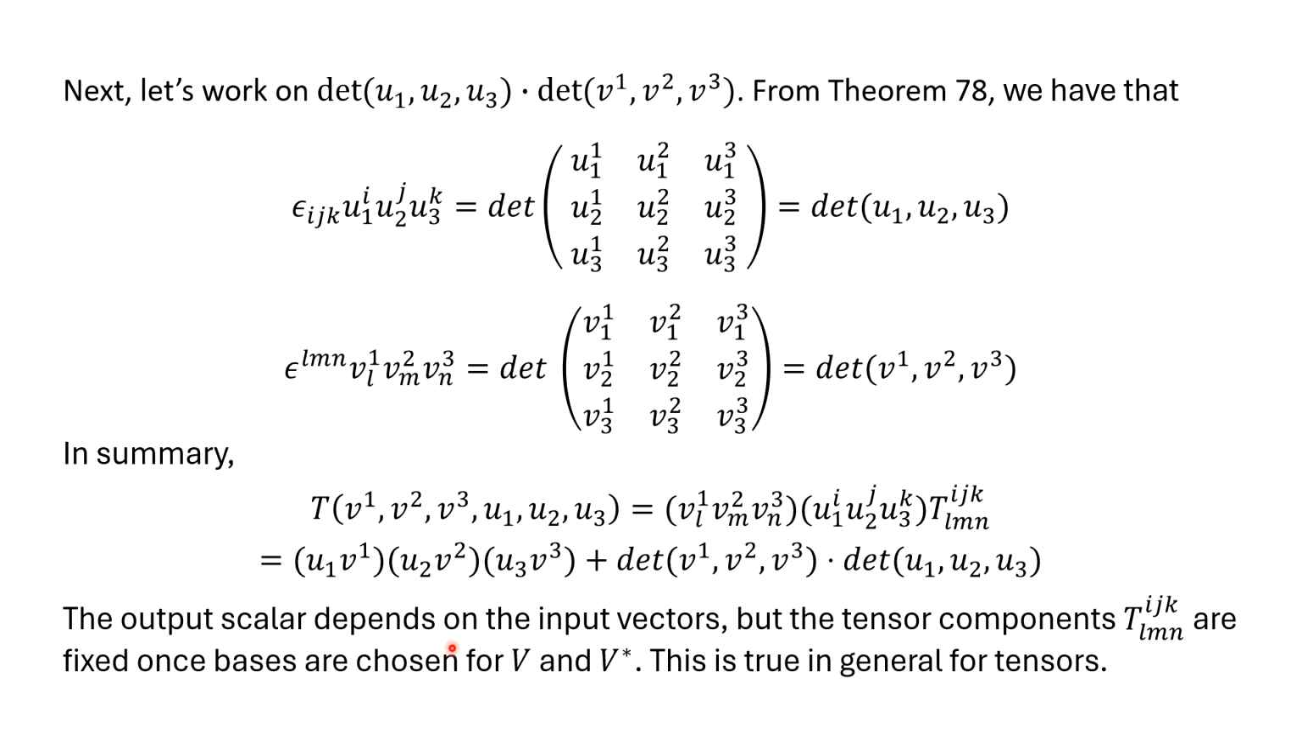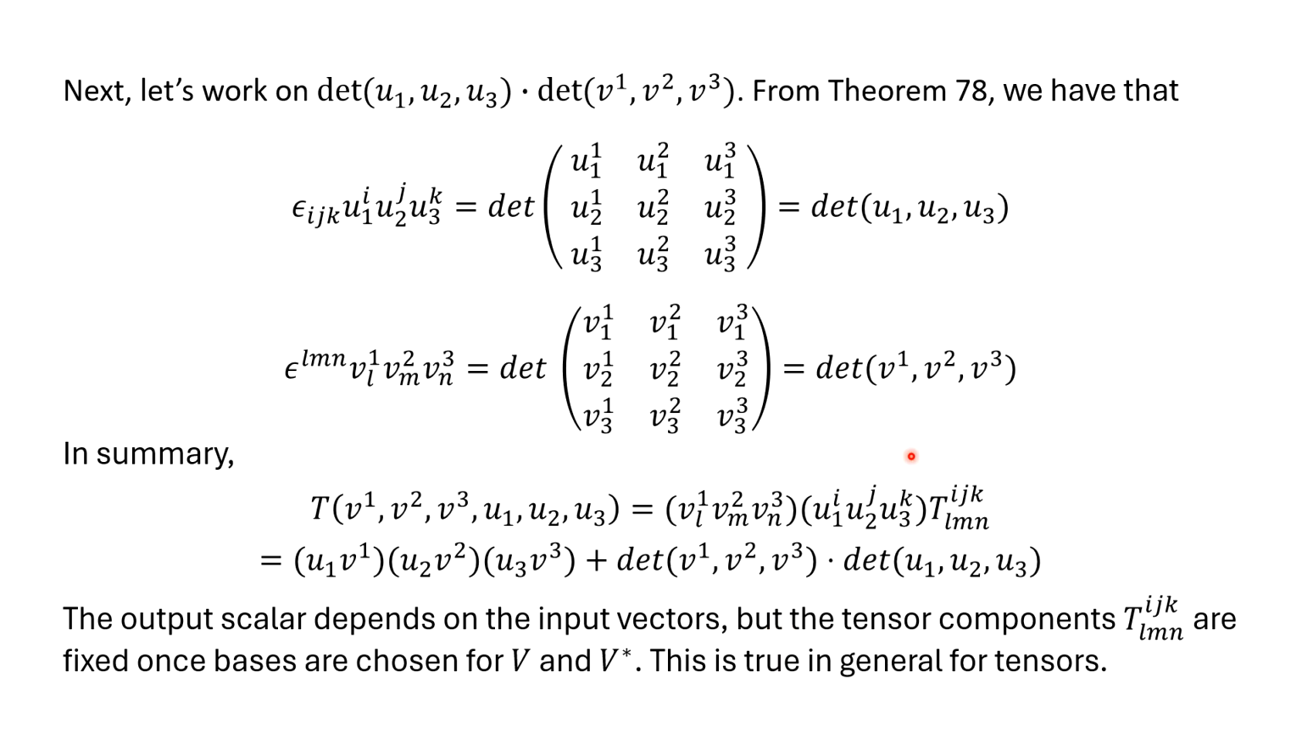So it's kind of interesting. The output scalar depends on the input vectors, but the tensor components, this thing here that we were given, is fixed. Once you know the basis for V and the dual of V, this thing remains the same, and then you can evaluate different sets of vectors, and given this formula for the components, you just need to compute this here. Okay, so that's our example.